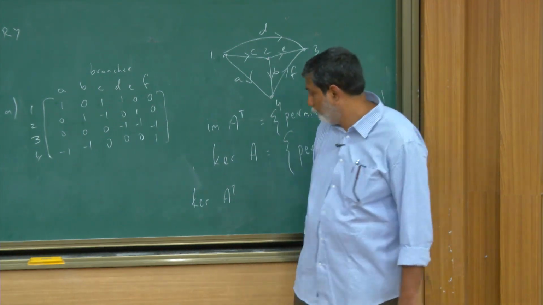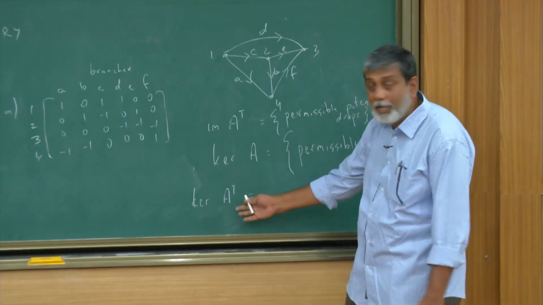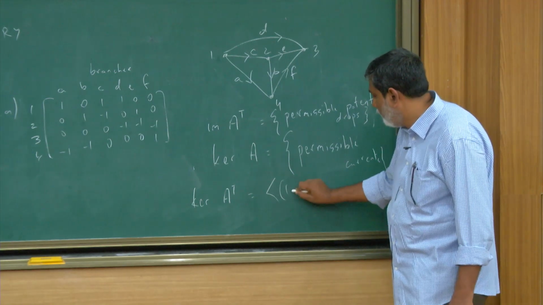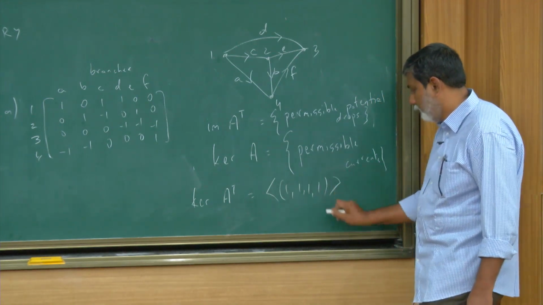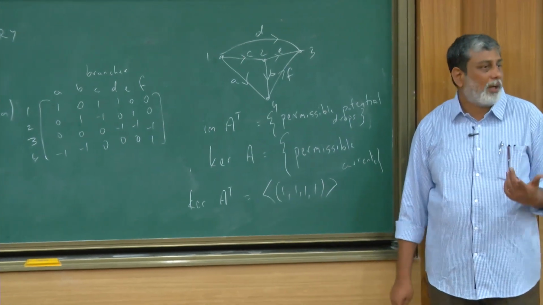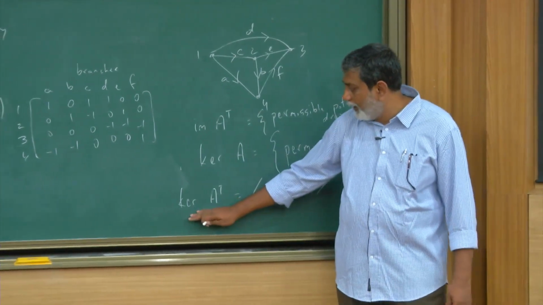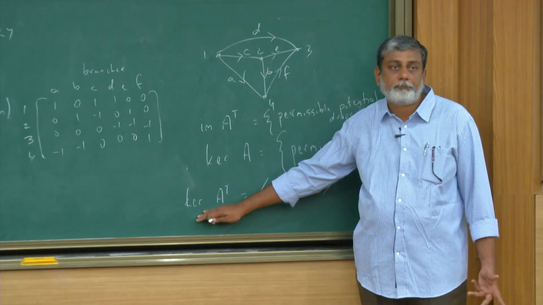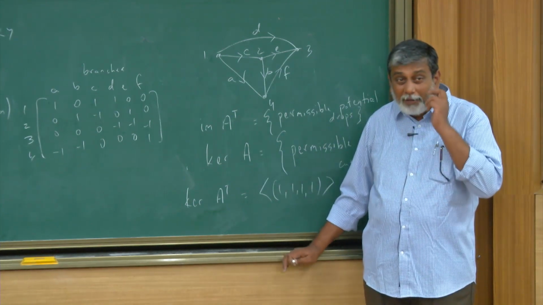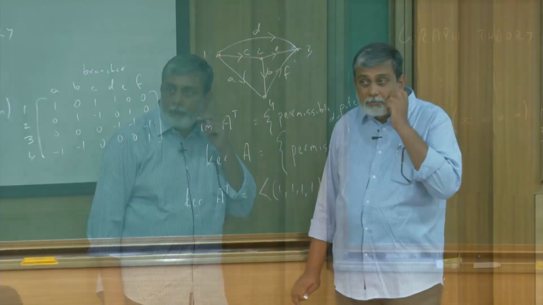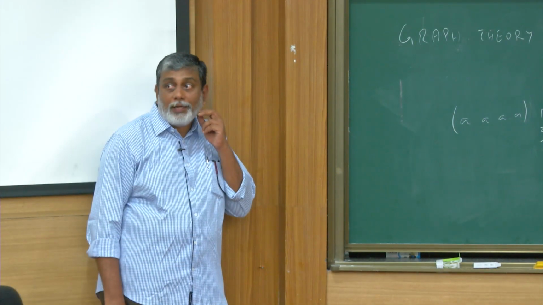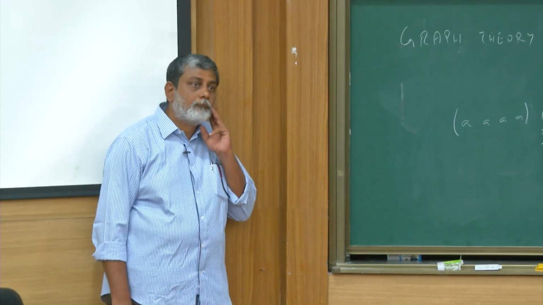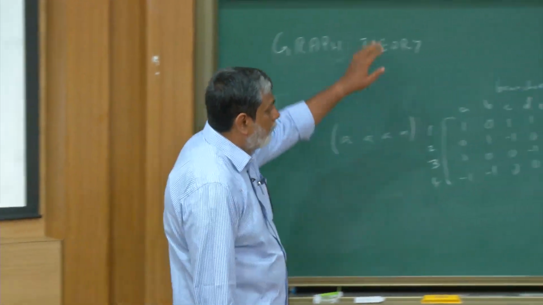Yeah? So kernel of A transpose, the dimension of this. Okay, kernel of A transpose is going to be the same potentials. Yeah, but that's one dimensional. So dimension of kernel of A transpose is 1. Yeah? Therefore, what's the rank of A? Rank of A will be 3. Yeah. Okay.